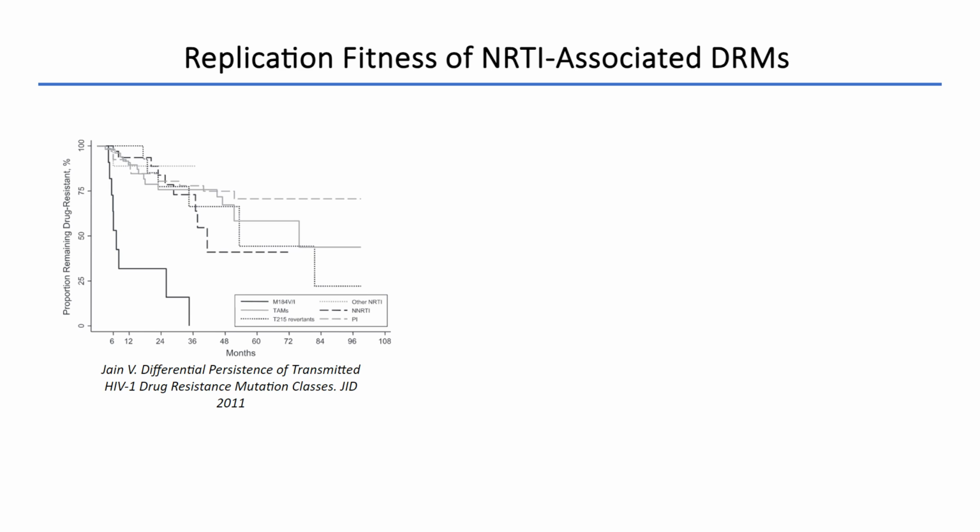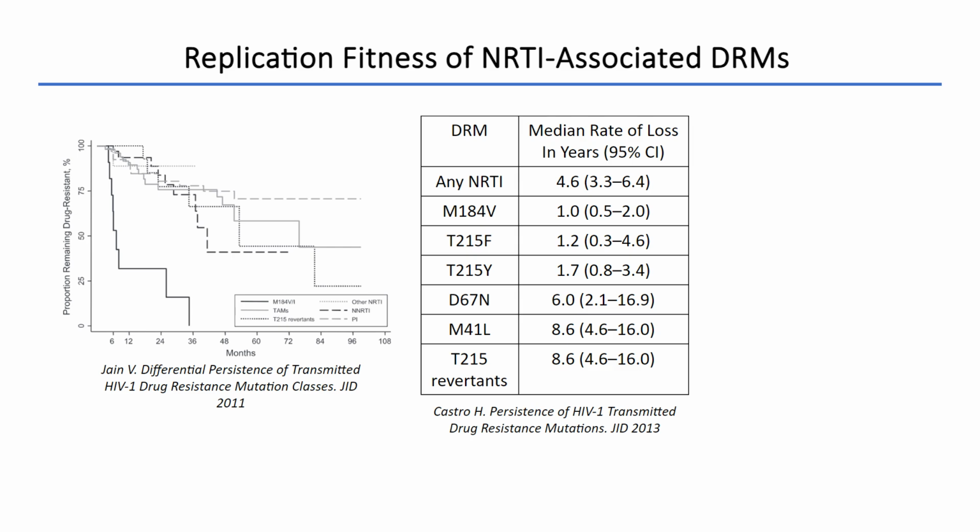The figure on the left shows that M184VI mutations are no longer detectable in plasma in about 50% of patients sometime between 6 and 12 months after infection. The rate of decline is much quicker than the rate of decline of mutations associated with other drug classes shown here. The table on the right is from a different study, but shows very similar rates at which transmitted drug resistance mutations are outcompeted by wild-type revertants. M184VI are no longer detected by 1 year in 50% of the patients.